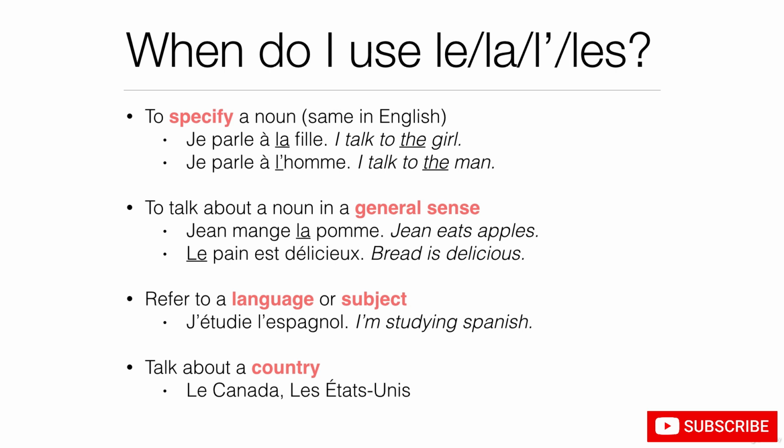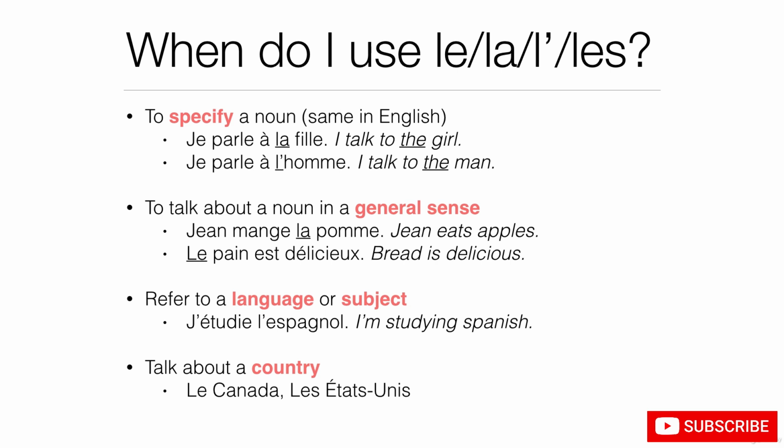Also, when you want to refer to a language or a subject in school, or a discipline or a theory or something like that, you would use the le, la, les as well. For example, j'étudie l'espagnol, I'm studying Spanish. You could do this with psychology: j'étudie la psychologie. You can do it with mathematics: j'étudie les mathématiques. So a number of different aspects under that category.